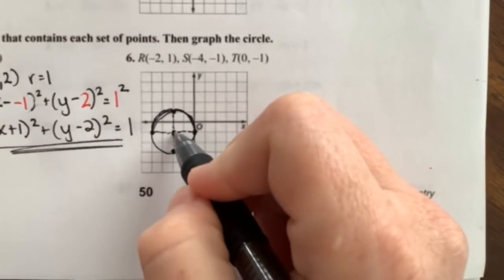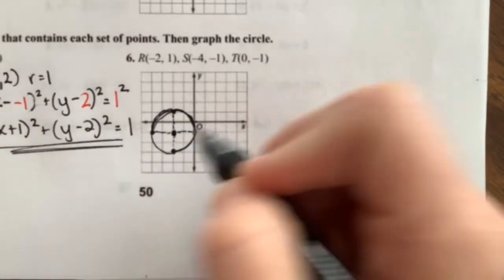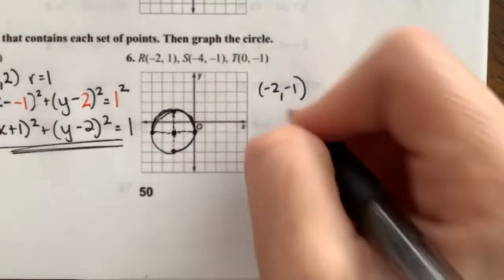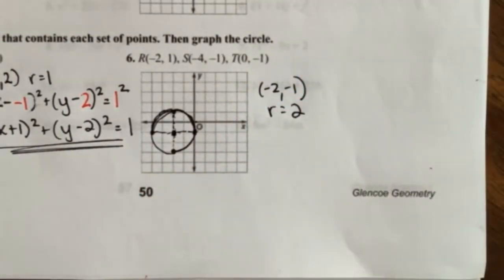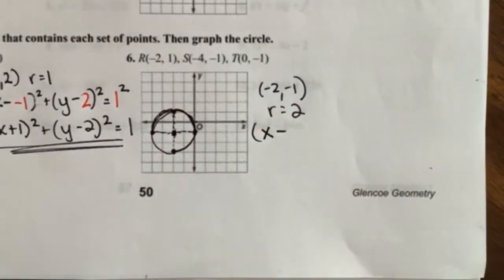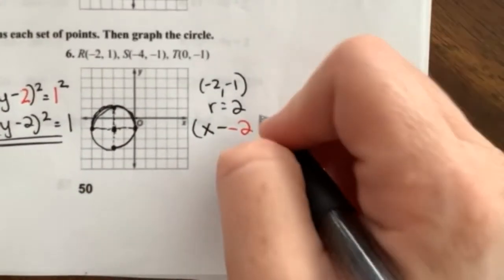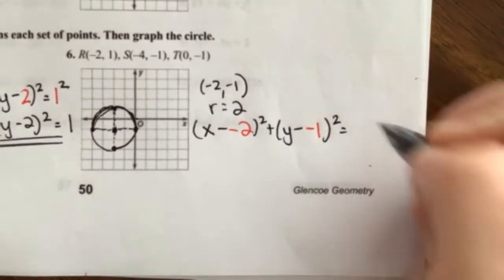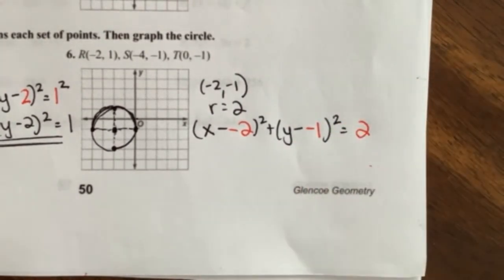Okay, so the center of our circle is right here. It's back 2, down 1. And the radius of our circle looks like it's 2 units. So when I write my equation, I'm going to write x minus -2 squared plus y minus negative 1 squared equals the radius, which is 2 squared.